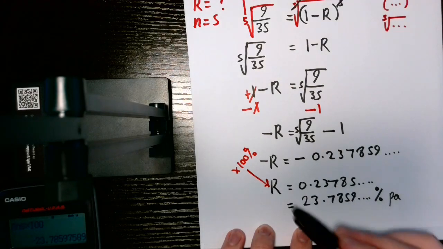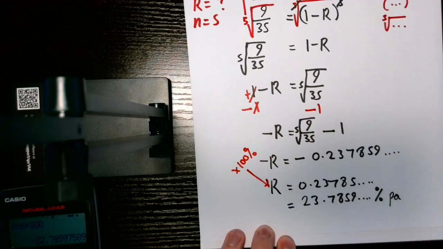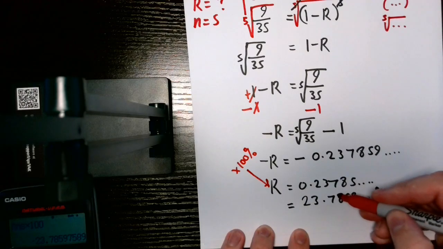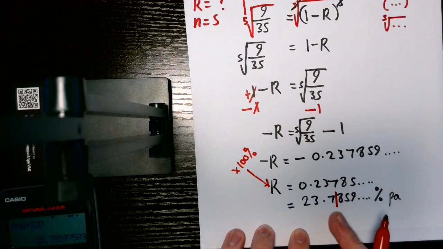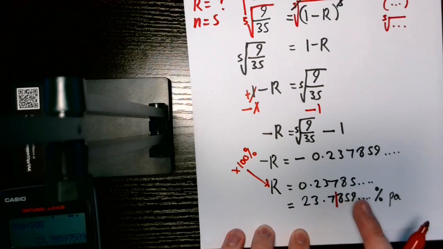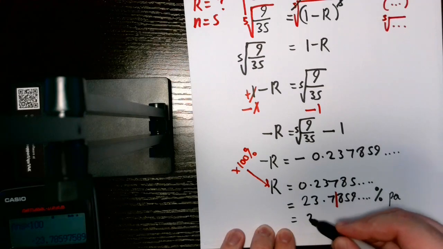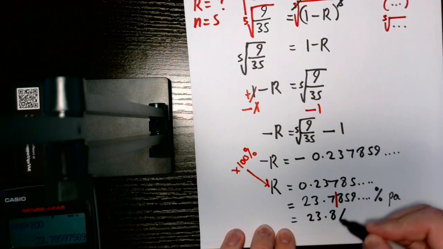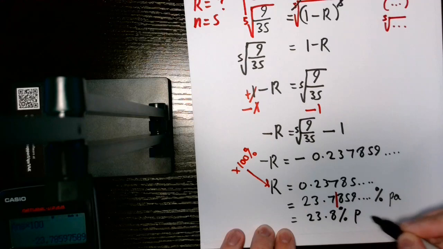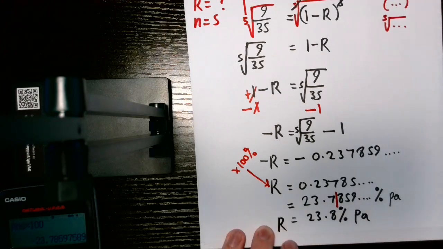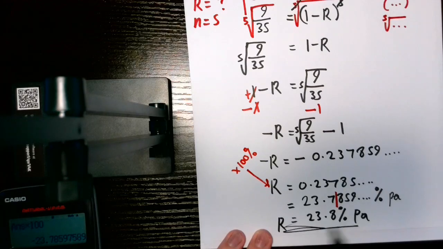Now let's just tidy up this depreciation rate and round it to one decimal place. So after our first decimal place, we look at the 8, and we're going to round the 7 up because it is higher than 5. So we end up with 23.8% per annum. That is our annual depreciation rate, and you can see why this question is actually a little bit harder than when we would do this with finding the interest rate in compound interest.